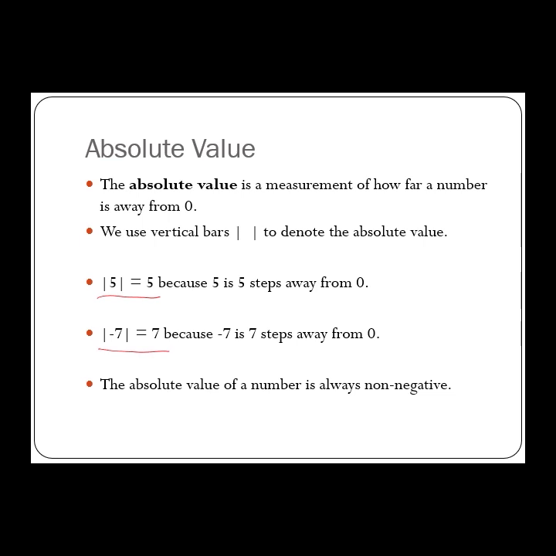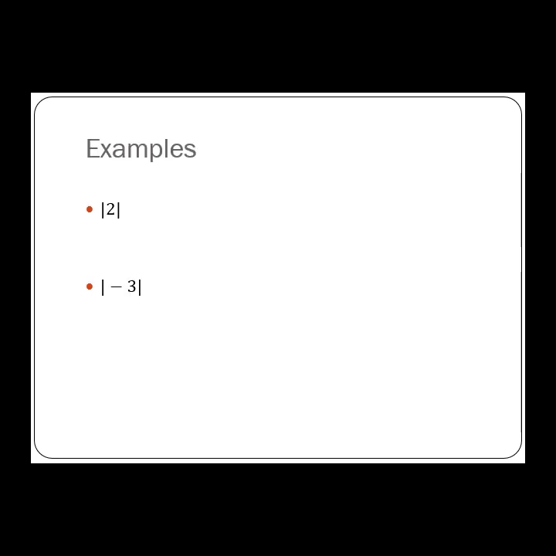The absolute value of a number is always going to be non-negative, so it's not going to be negative because we're going to say the distance from. So simple examples where we have just one number, it really is just that number positive. So the absolute value of positive 2 is 2. It's not that we're changing the sign, we're giving it in terms of a distance, so it's positive. And the absolute value of negative 3 is 3.